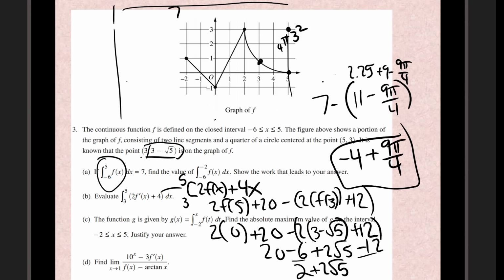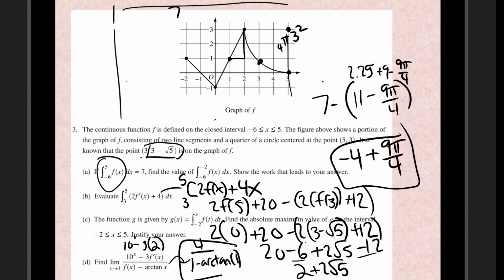All right, last part. A lot of people got this one wrong, but the big idea was to realize that at 1, f prime is 2. 10 to the 1 is 10, so you get 4 on top. On the bottom, f of 1 is 1, and the arctan of 1, you didn't even need to find it.